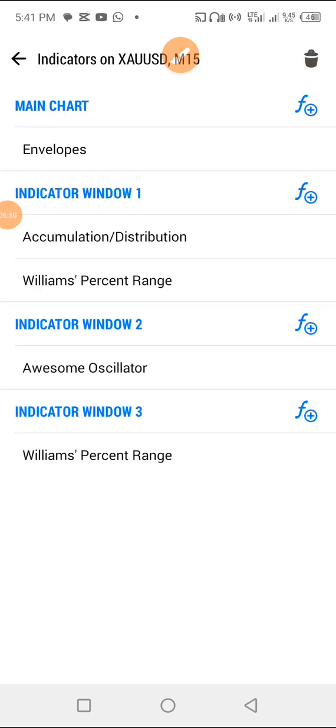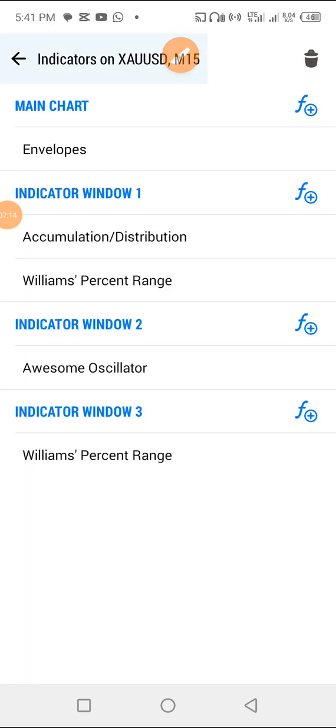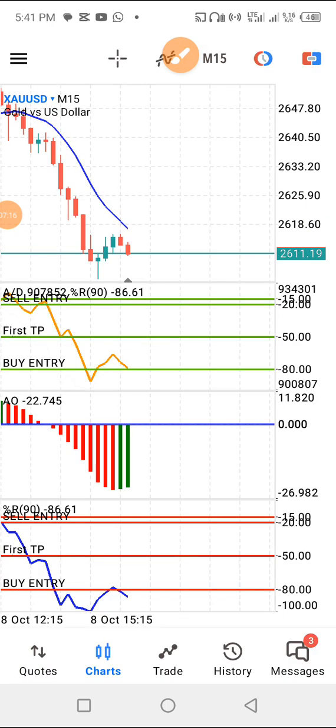Then on your window 3, we now need the Williams indicator again. Now this time around, we are going to be making use of the style. Initially we didn't make use of the style. We only needed the levels. But this time around, we are going to make use of the style. You can use any color of your choice. The levels still remain intact and the period also intact. Then you click on save. Exactly. When you click on save, this is what you're going to have.